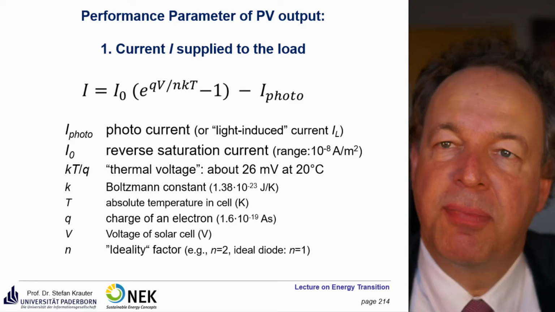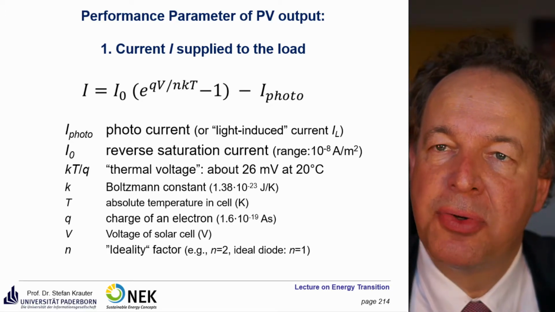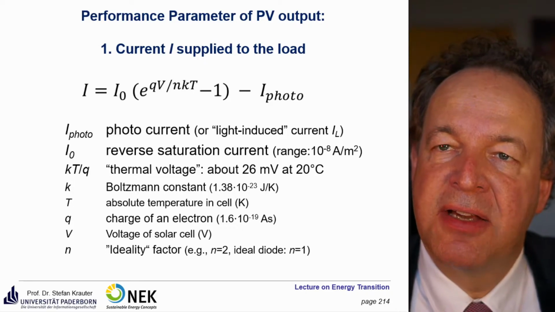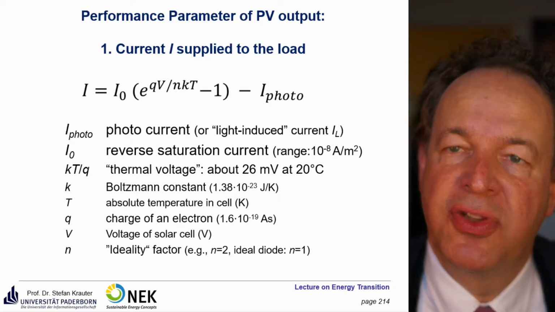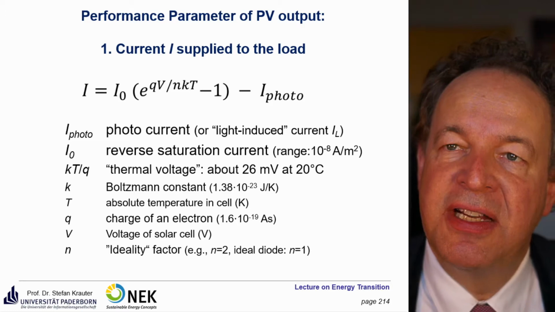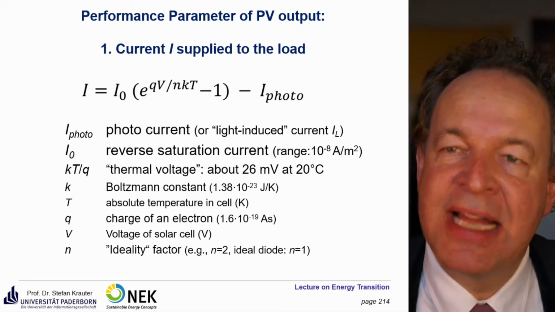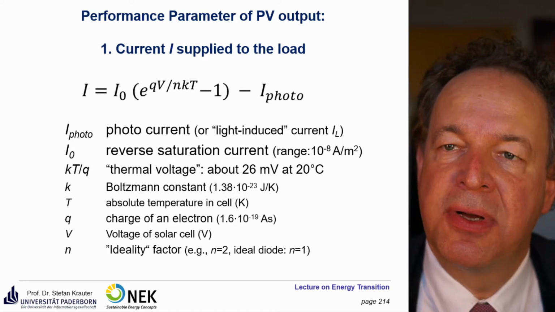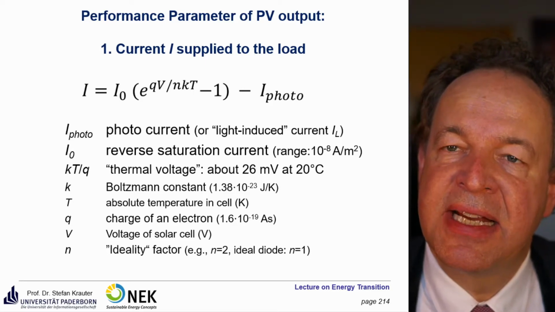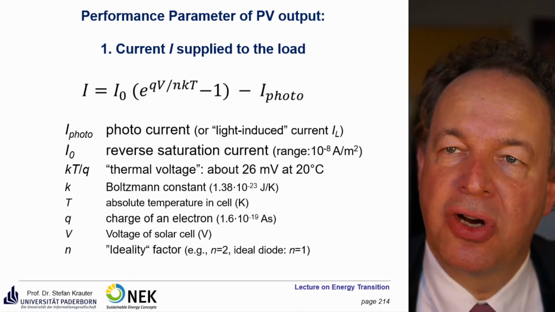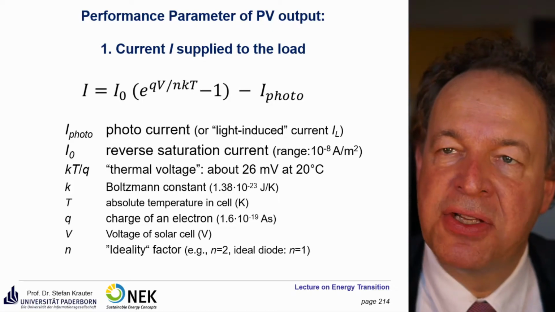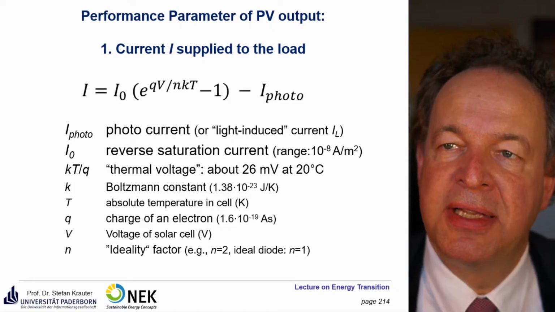The performance parameters of PV output. So this is the current supplied to the load. You have here I equals I0, that's the reverse saturation current of the diode, times e to the power of, in the exponent, q, which is the charge of an electron, times V, that's your voltage, divided by n. n is your ideality factor. For an ideal diode it is 1, typically it's 2. And then kT, where k is the Boltzmann constant and T is the absolute temperature of the solar cell, minus 1, minus your generated photocurrent, as you saw already in the equivalent circuit.